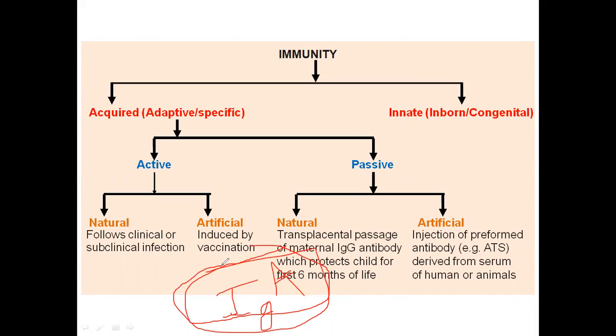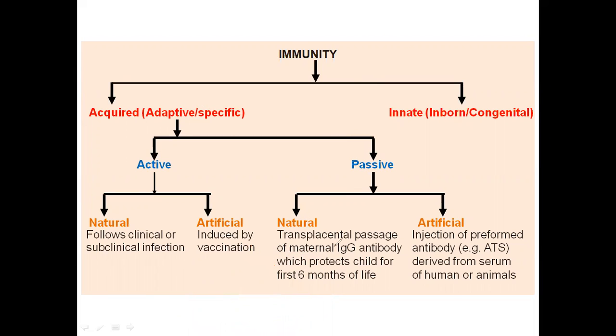So what is this? It is known as naturally passive acquired immunity. The next one is the transfer of antibodies from mother to the fetus through the placenta, that is immunoglobulin G, and through the colostrum, that is immunoglobulin A.